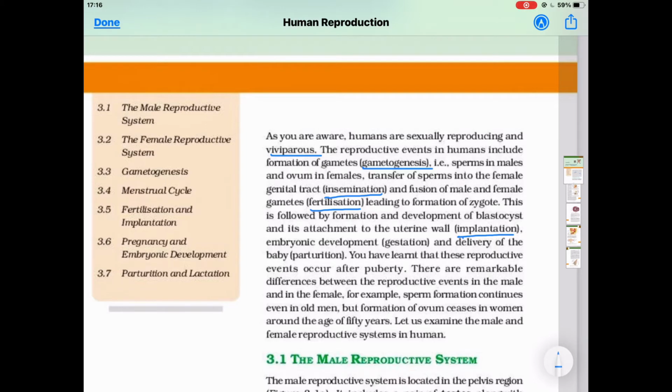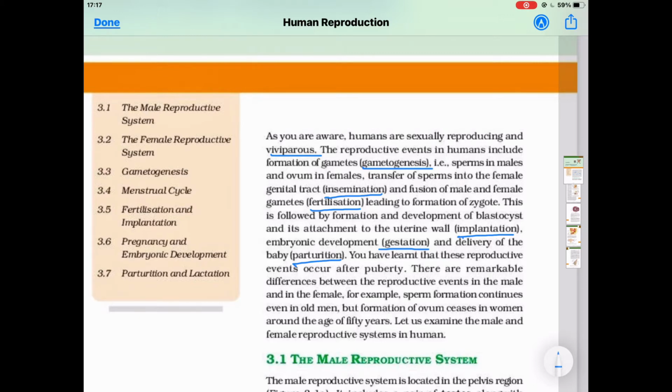Embryonic development, that period is known as gestation period. The period in which the embryo remains in the womb of the mother is known as gestation period or gestation. Then last is the delivery of the baby. This process is known as parturition. You have learned that these reproductive events occur after puberty. Puberty means after maturity, when the gamete sex cells start producing.